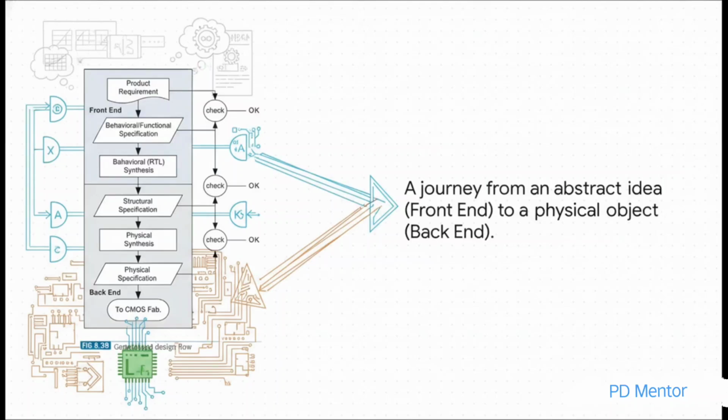So here's the master plan. The whole process is really split into two giant phases. First, you've got the front end. That's all about the abstract idea, defining what the chip is supposed to do. It's the blueprint. Then you have the back end, and that's where we take that blueprint and figure out how to actually turn it into a physical object that you can manufacture.